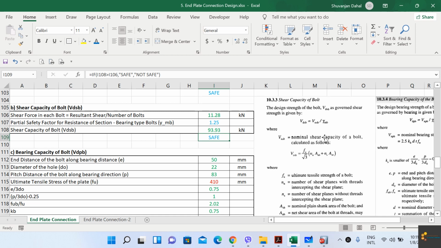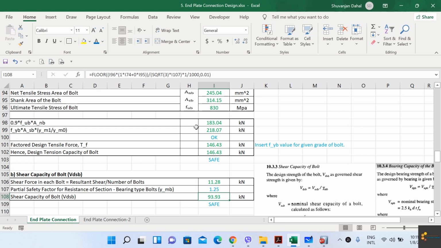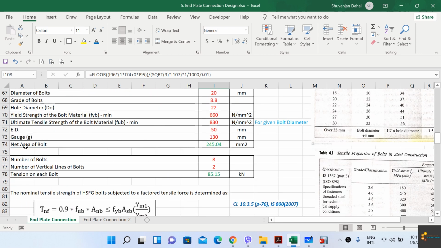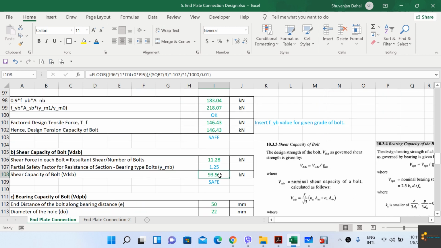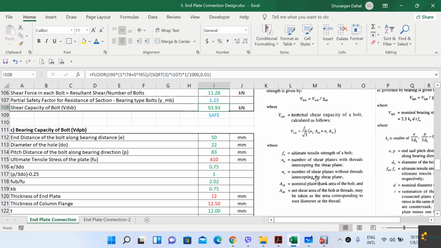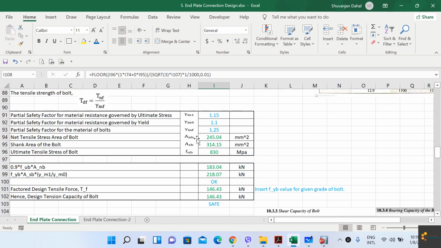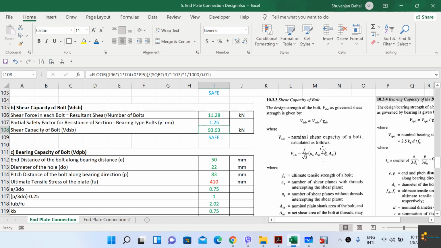The nominal shear capacity is calculated using this formula here, fu by root over 3. fu means the ultimate tensile strength of bolt, which is given here in Newton per mm square. And then we take this value of n_n. n_n means the number of shear planes with threads intersecting the shear plane, which is 1, and then A_nb we have already calculated here. And then we take the value of n_s to be 0 and then divide the whole of this value by root 3. This is the shear capacity of bolt. And since this capacity is greater than the demand, the bolts are safe in shear also.